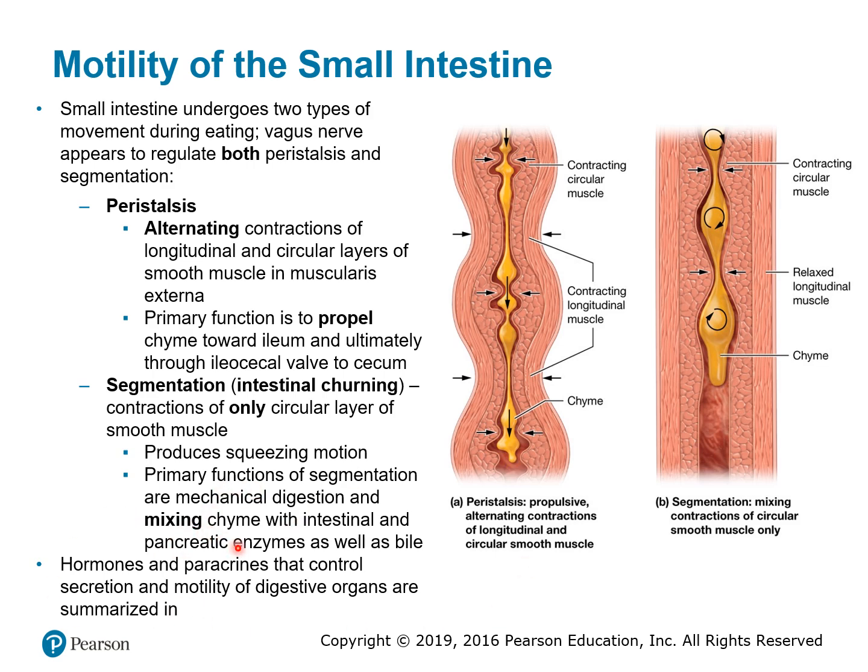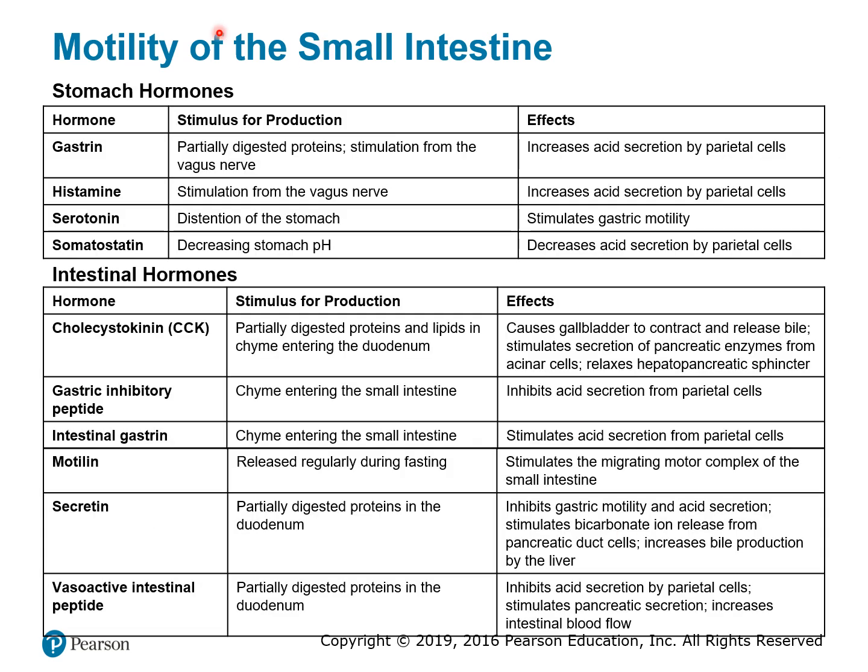Now, hormones and paracrines are signaling pathways that control the secretion and motility of the digestive organs, which is summarized here as well. Now, in terms of the hormones, what is their function? You have hormones that are only going to work in the stomach. You have gastrin, which increases acid secretion by parietal cells. So we talked about that in part 1. Histamine also increases acid secretion by parietal cells, same thing as gastrin.